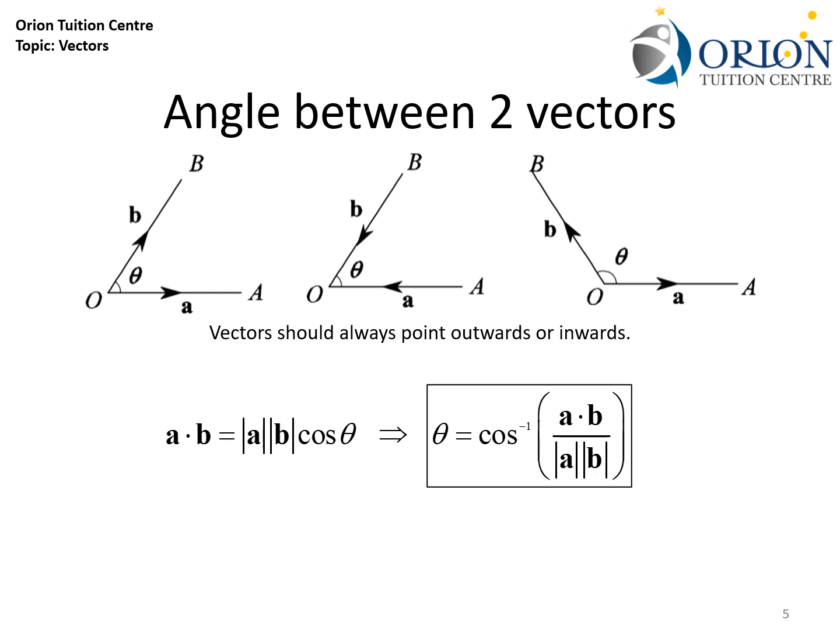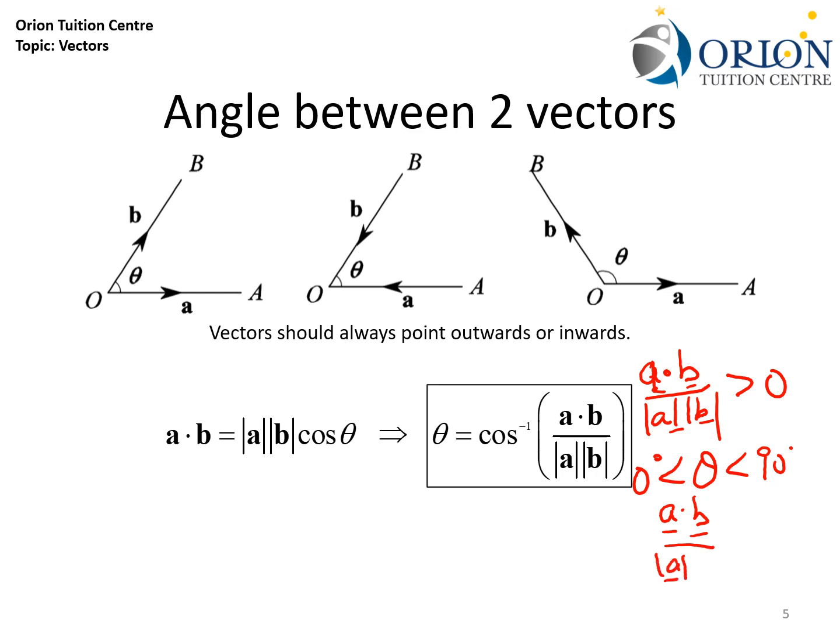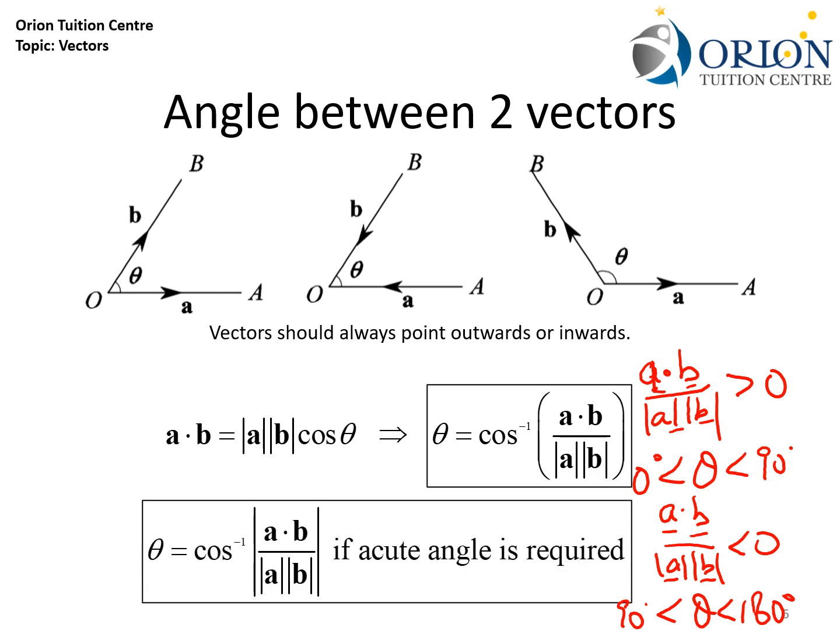Now, if A dot B over mod A mod B is more than 0, this will give us a theta that is acute, that means between 0 to 90 degrees. If, however, A dot B over mod A mod B is negative, the angle that we get will be an obtuse angle between 90 degrees to 180 degrees. Therefore, if the question asks us to find the acute angle between two vectors or two lines, we will put a pair of modulus outside this term to make sure that it is always positive and thus give us an acute angle.